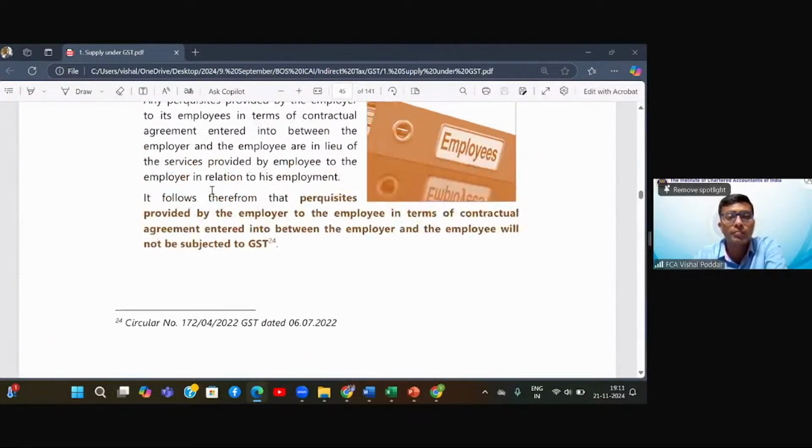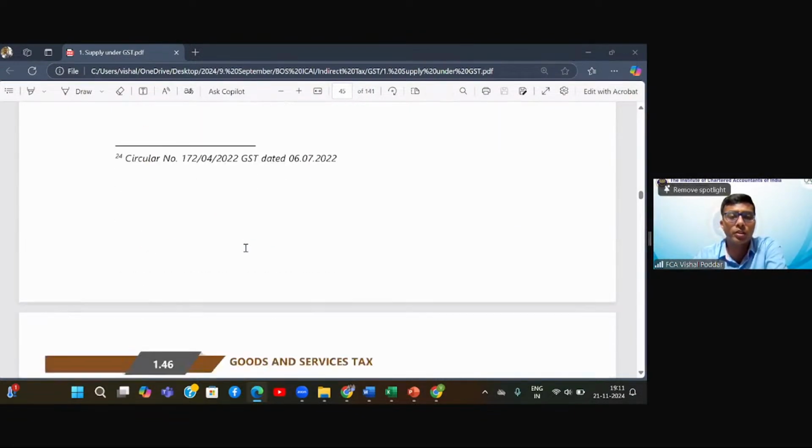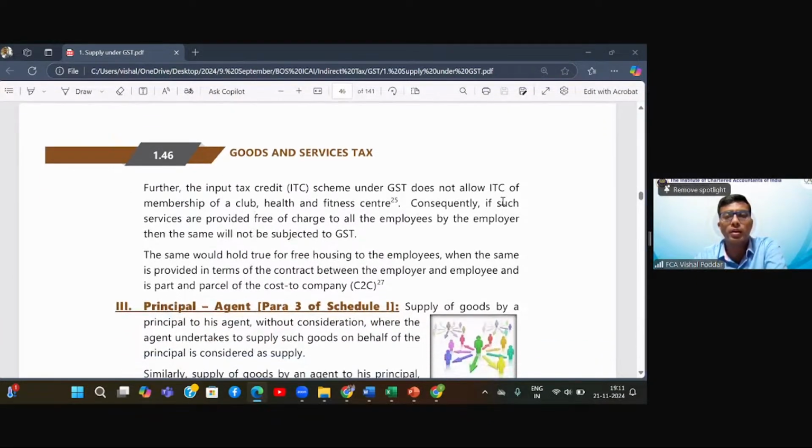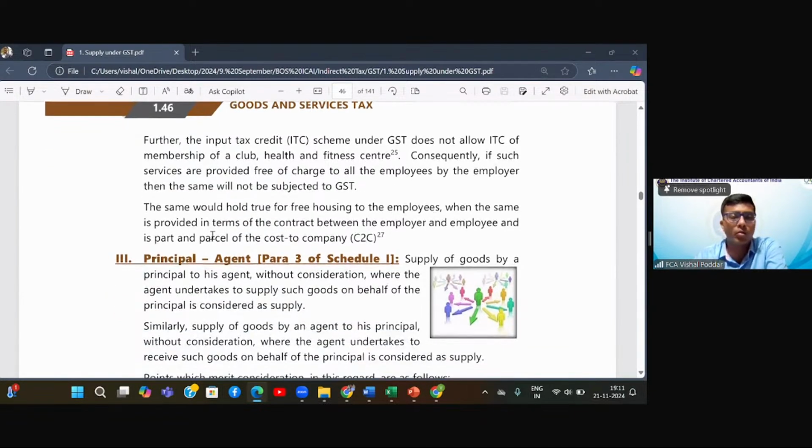Let me first read. It follows therefrom that the perquisites provided by the employer to the employee in terms of contractual agreement between the employer and employee will not be subject to GST. Further, input tax credit scheme under GST does not allow ITC of membership, club, fitness, etc. Consequently, if such services are provided free of charge to all employees by employer, then the same will not be subject to GST. The same would hold true for free housing to employees, where the same is provided in terms of contract between employer and employee and is part and parcel of cost to company.